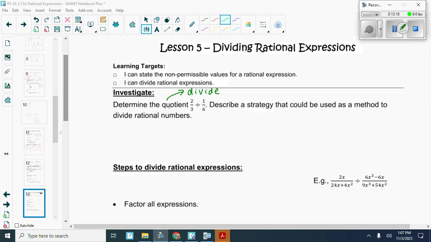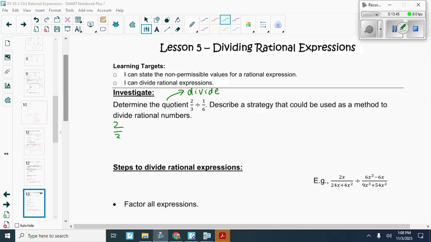Okay, describe a strategy that could be used as a method to divide rational numbers. So let's take a look at this fraction. Okay, when you guys were in junior high, okay, maybe even in elementary school, they probably started teaching this, I'm going to guess like grade 6, grade 7. Okay, we learned that when we divide by a fraction, what do you guys do? Do you remember? Yeah, okay, so some people have different terminology.